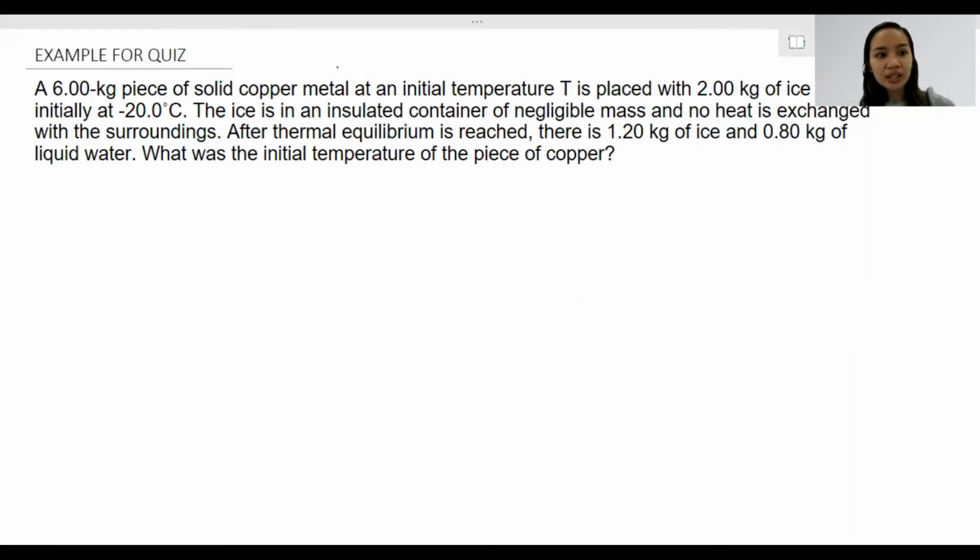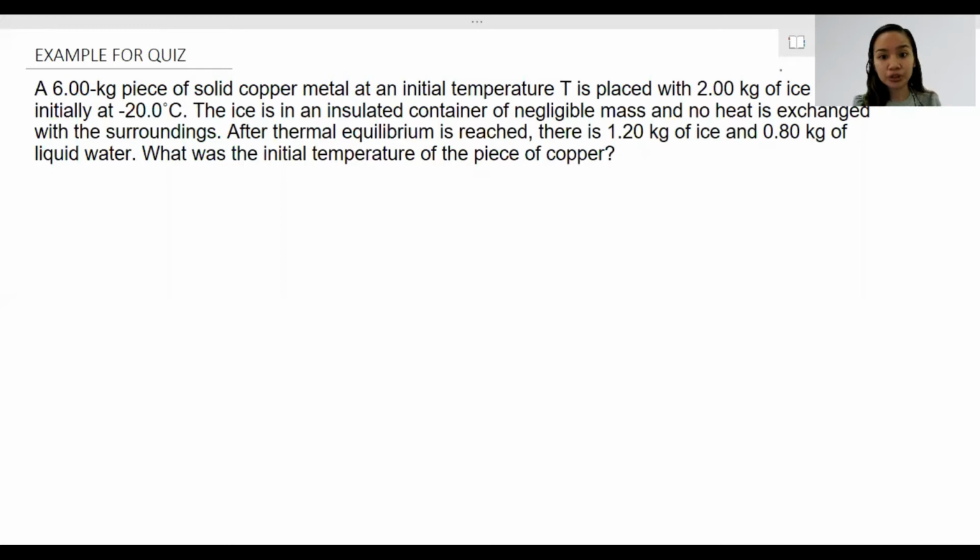So we have here a 6 kilogram piece of solid copper metal at an initial temperature T, placed with 2 kilogram ice that is initially at negative 20 degrees Celsius. The ice is in an insulated container of negligible mass and no heat is exchanged with the surroundings. After thermal equilibrium is reached, there is 1.2 kilogram of ice and 0.8 kilogram of liquid water. Now, what is the initial temperature of the piece of copper?